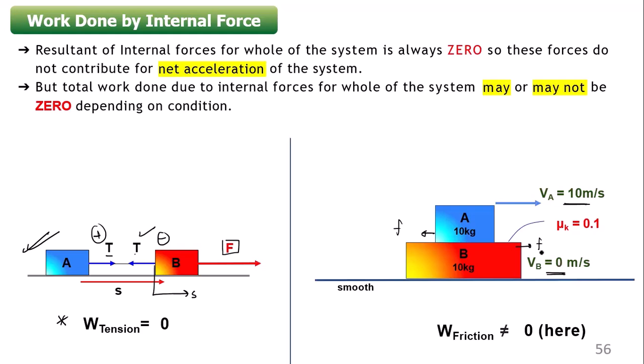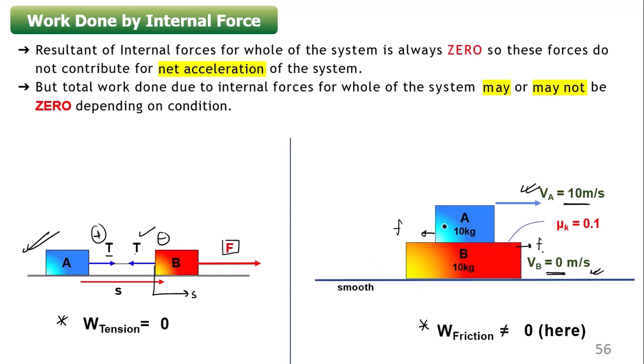That means work done by the friction on block B is zero because there is no displacement. B is not moving. But work done by the friction on block A is a number which is not equal to 0. Why? Because for A, there is a displacement. A is moving in the forward direction. That means there is a displacement of the A block. But for the B block, there is no displacement. So work done by friction is not equal to 0. Okay. So they are not cancelling each other.